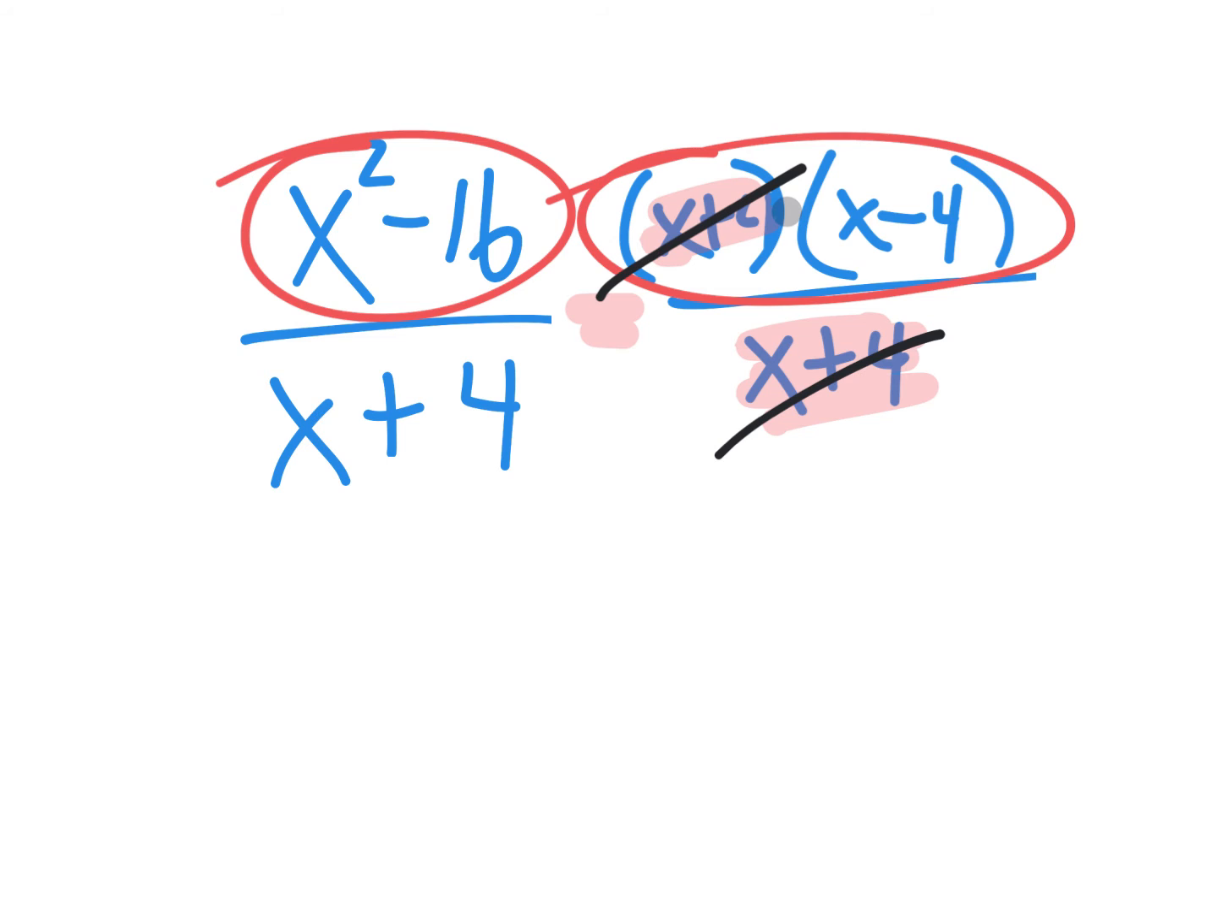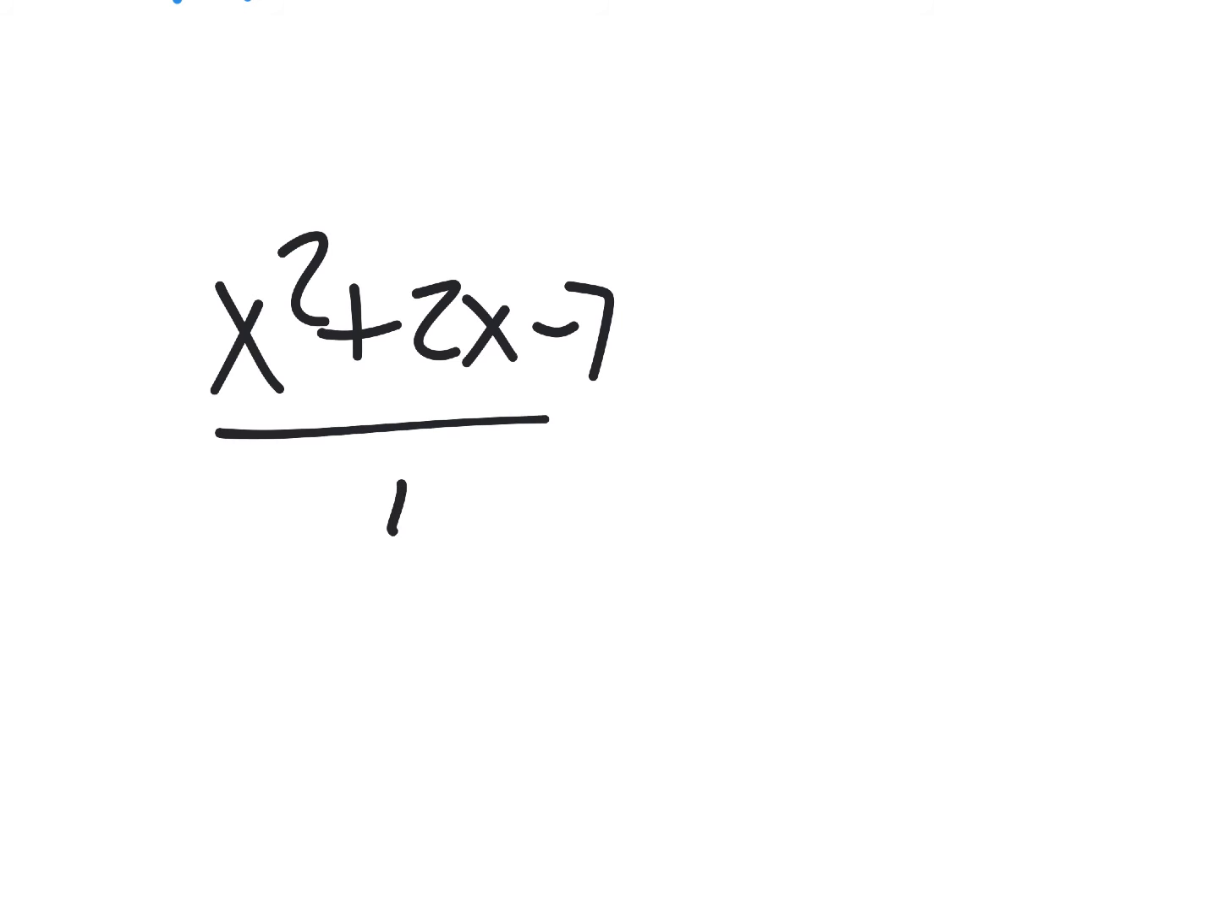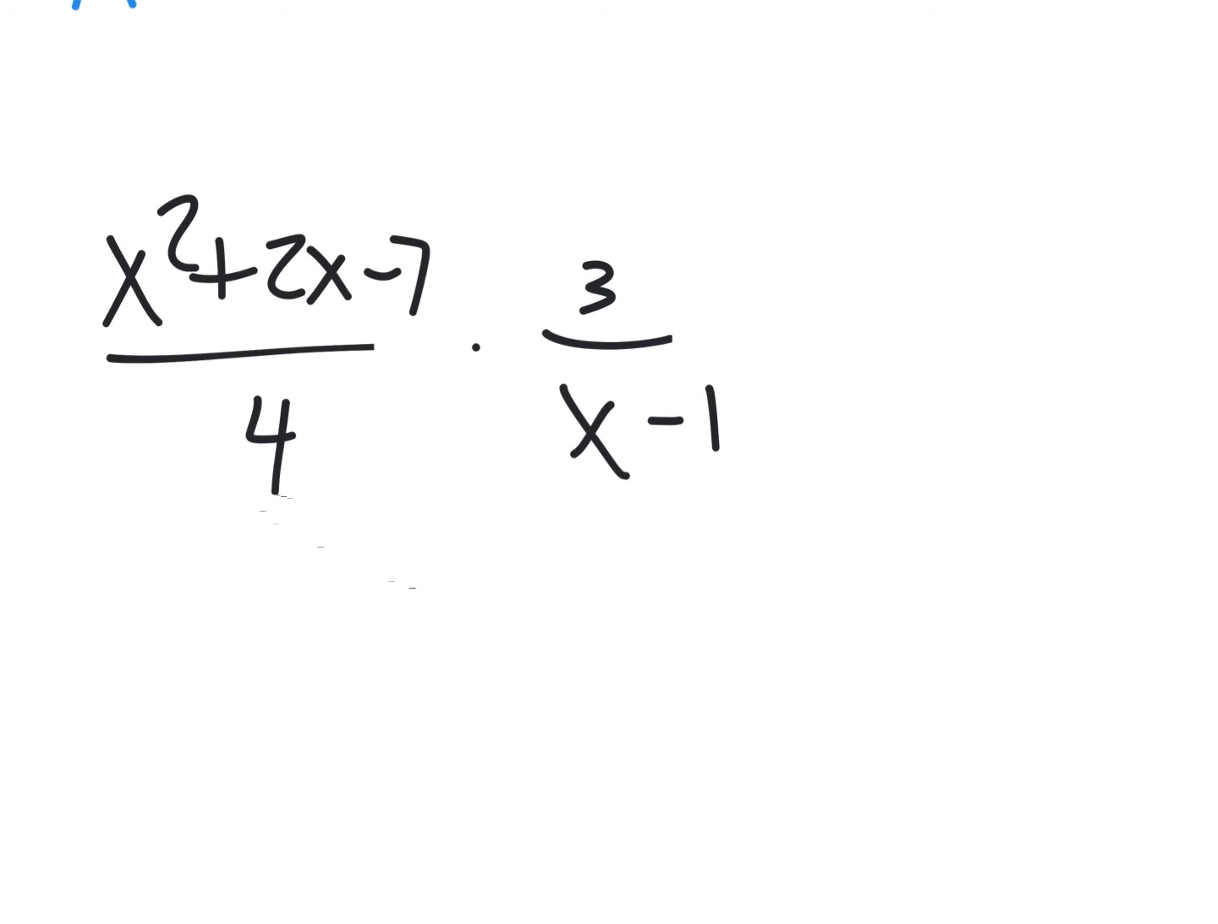Raise your hand if you had x minus 4. Sweet. Okay. What if I'm multiplying this? X squared plus 2x minus 7 over 4 times 3 over x minus 1. I'm suspicious that there would be an x minus 1 on the top in here if you factored it.